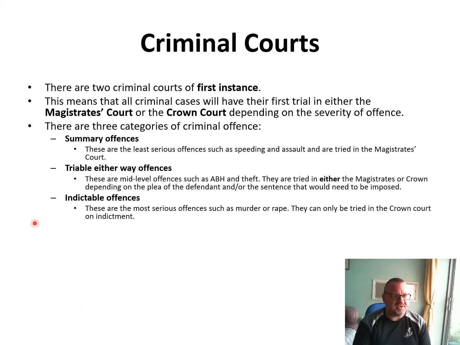And the next category of offence is an indictable offence. These are the most serious offences such as murder, rape, and they can only be tried in a Crown Court. So indictable goes to Crown, summary goes to magistrates, and triable either way can go either way. That's the way to remember it.